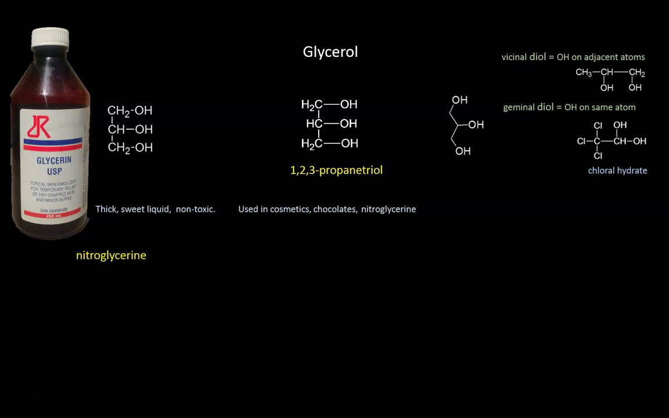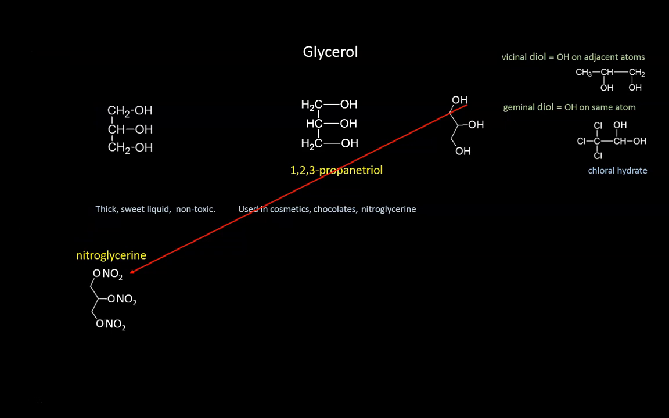Nitroglycerin is formed by replacing the hydrogen in each case with a nitro group by reacting glycerol with nitric acid. Now, this group, which includes oxygen, is called nitroxy. There are 3 nitroxy groups here, giving us the name 1,2,3-trinitroxypropane. Its common name, as shown, is nitroglycerin.